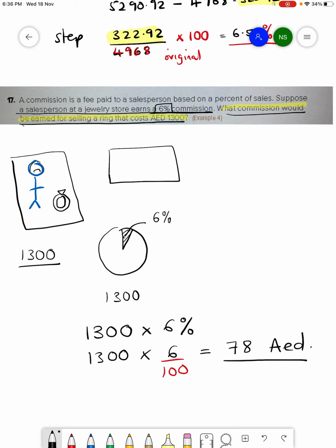Okay, so he gets a commission. So obviously if he sold 2 rings, he'd get more money, and 3 rings, he'd get more money. So the more rings he sells, the more money he gets. But he only sold 1 ring. The ring cost 1,300. So we need to know what is 6% of 1,300. Well, remember, percent means per 100. You calculate that and you get your answer.